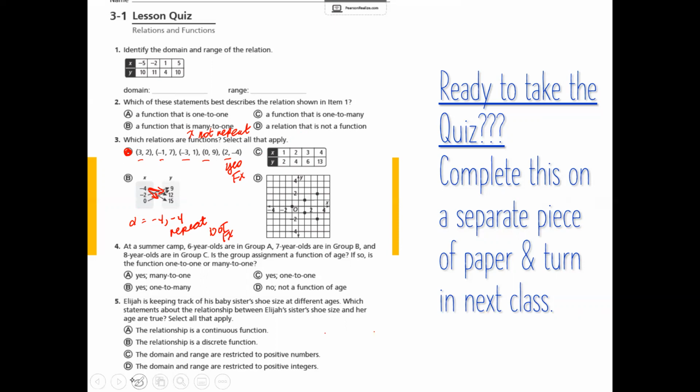Let's take a look at C. With C, you see that it's 1, 2, 3, 4 for the domain. It's not repeating, so therefore it is a function. So you want to circle C as well.